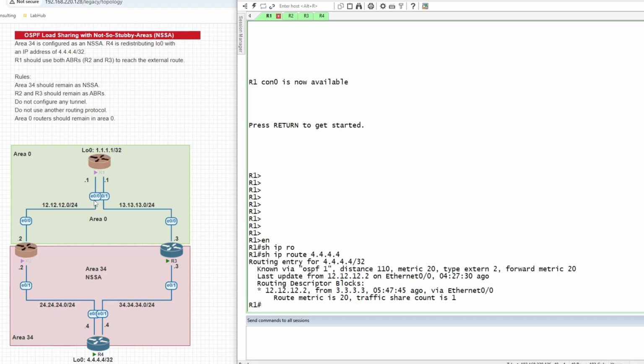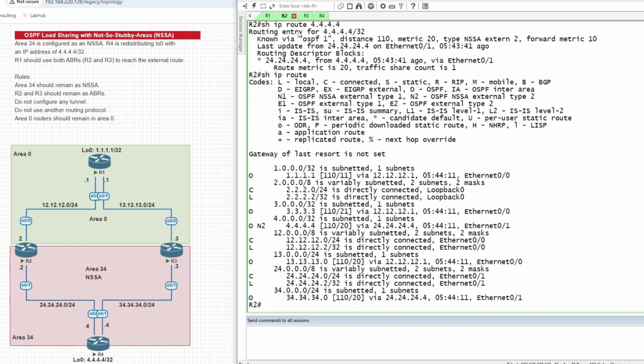But here's the catch. Only one of these two ABRs, area border routers, actually does the type 7 to 5 translation. And this is the router that has the higher ID. So we are learning this as a type 5. We know that this is because of the type 7 to 5 translation. And this is being learned from 3.3.3.3, which is the router ID of R3.